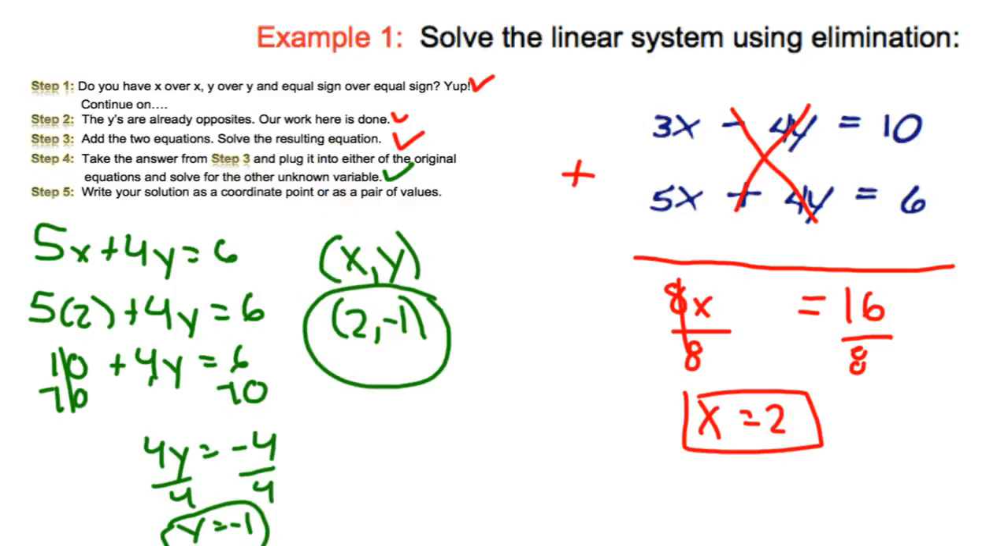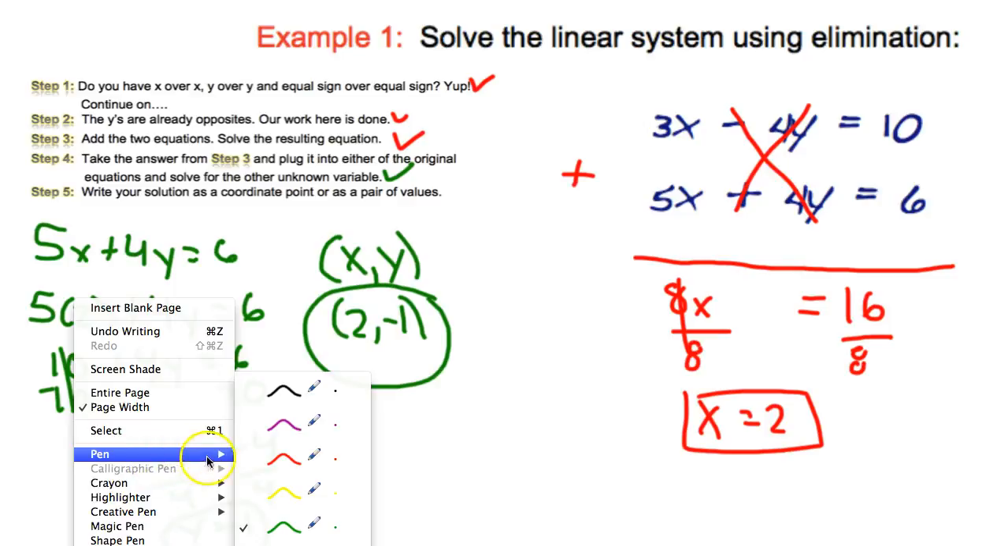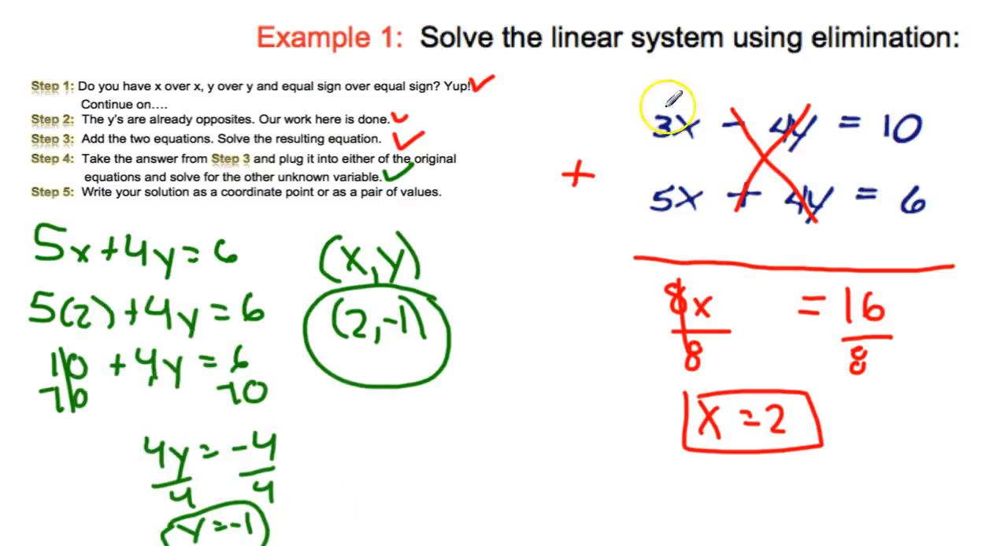And we can also test our answer to see if it is right. We can take our answer and plug it in. So this says 3x minus 4y equals 10. If I take the x and y and put it in, see if it works.